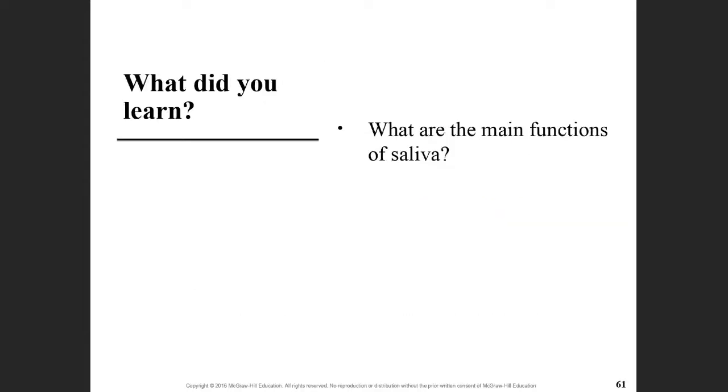Now you can answer this question. What are the main functions of saliva? You know that the saliva can clean your mouth and oral cavity. It can inhibit bacterial growth. It can act as a watery medium, in which we have a start of action of enzymes like amylase, and also it can moisten ingested food and make bolus for us.